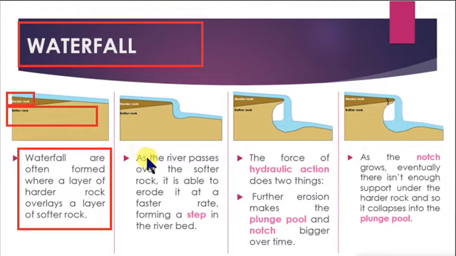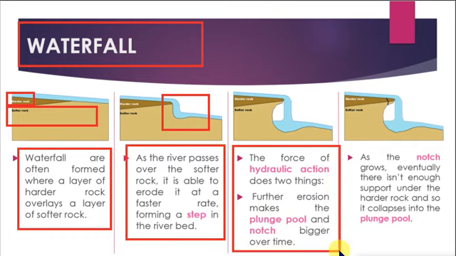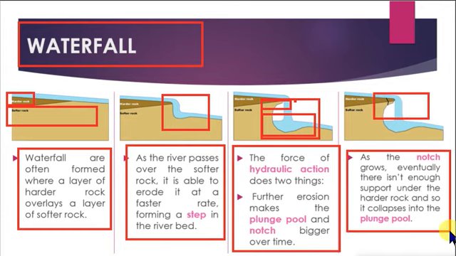As the river passes over the softer rock, it is able to erode it at a faster rate, forming a step in the river bed. The third force, hydraulic action, does two things. Further erosion makes the plunge pool and notch bigger over time. As the notch grows, eventually there is not enough support under the harder rock and so it collapses into the plunge pool.